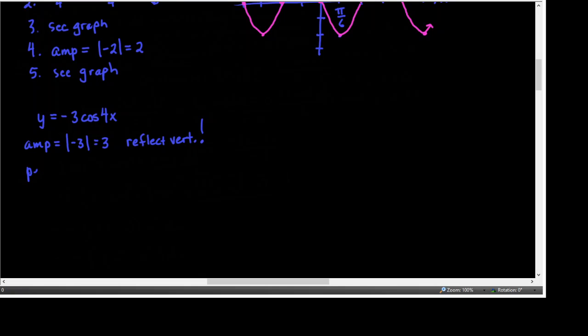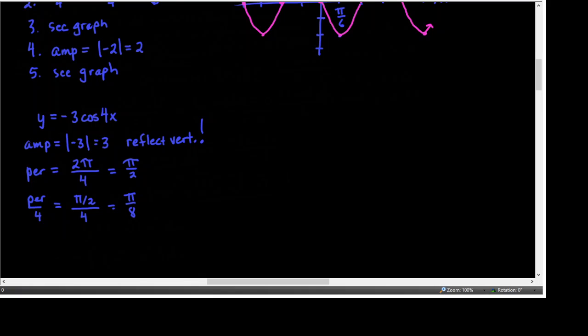Then I'll find the period by taking 2 pi and dividing it by the absolute value of b. The absolute value of 4 is 4, and so the period is pi over 2. Then I'm going to divide the period by 4 to get the horizontal distance between the major events, the middles and highs and lows and all that stuff. Will be spaced every pi over 2 divided by 4, the period divided by 4, so every pi over 8.